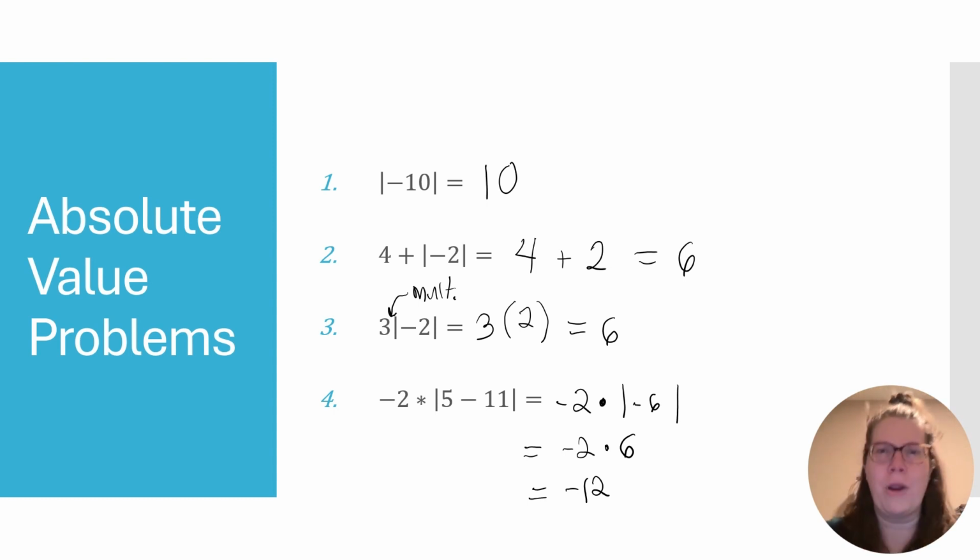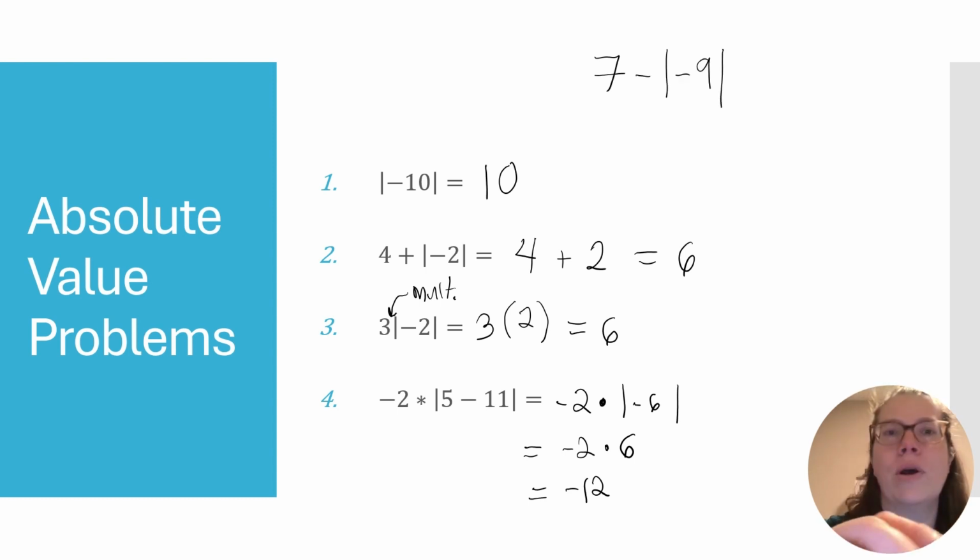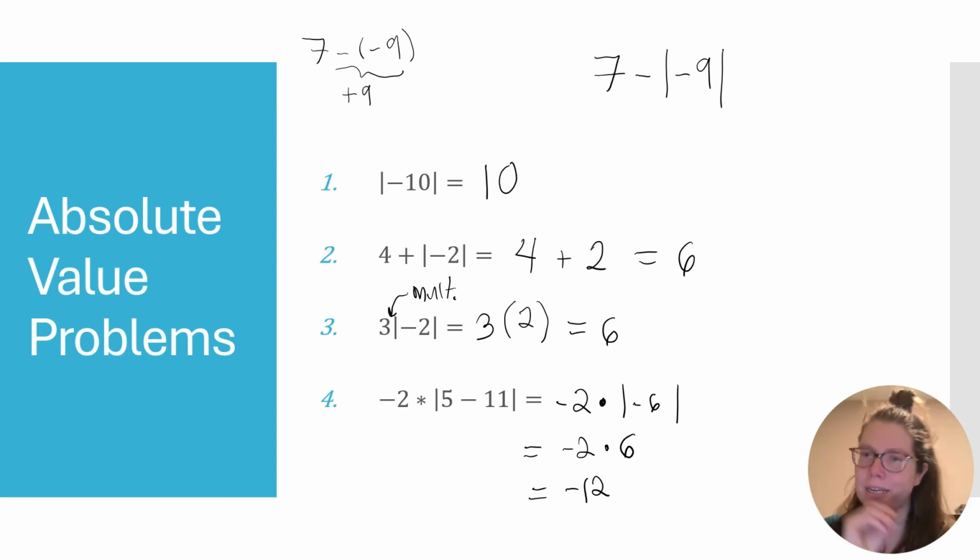I'm going to add in one more problem that I didn't put in. Let's do 7 minus the absolute value of -9. Just as a quick reminder, 7 minus -9, when we subtract a negative, that turns into a positive because subtracting is the opposite. It's the same as adding the opposite.